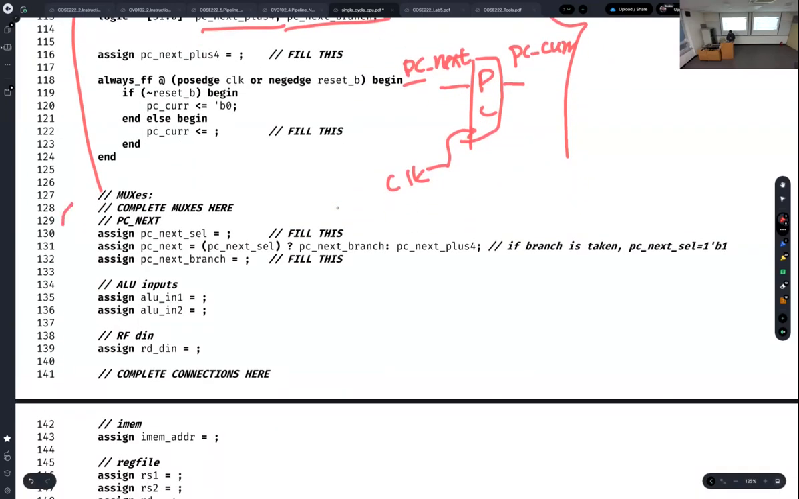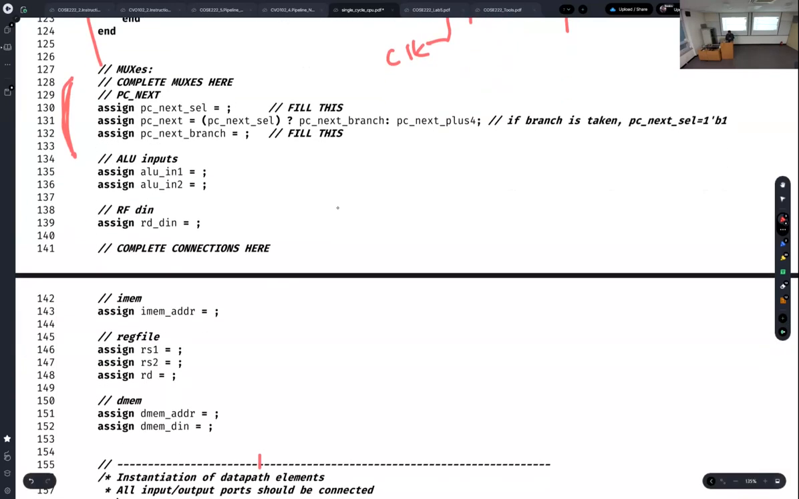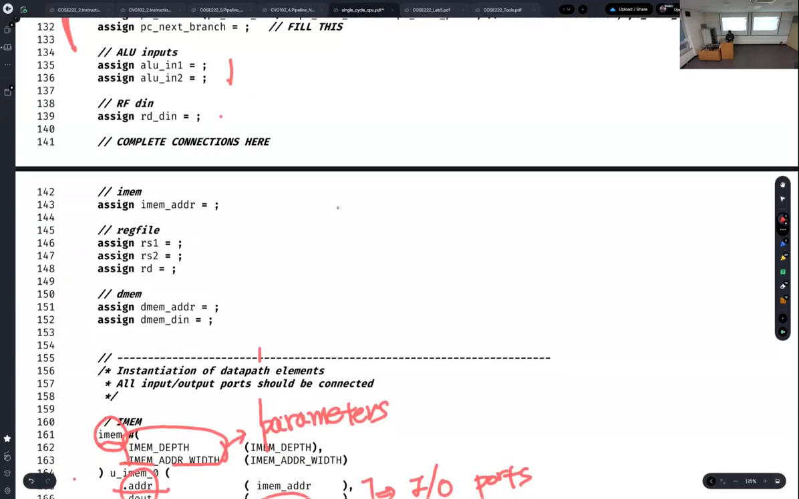And then multiplexers. You need to implement the multiplexers because I did not include the multiplexer modules. But we can easily implement the multiplexer. You can see the chapter 4 lecture slide. Also, the ALU input and the register file input, and these are input signals for the instruction memory, register file, and data memory.